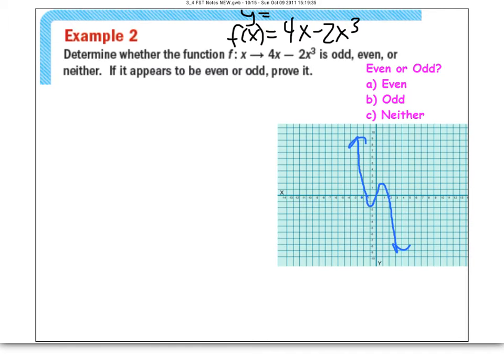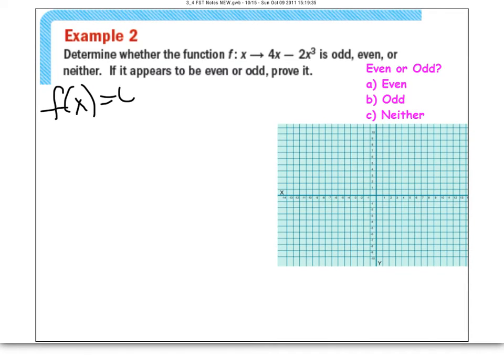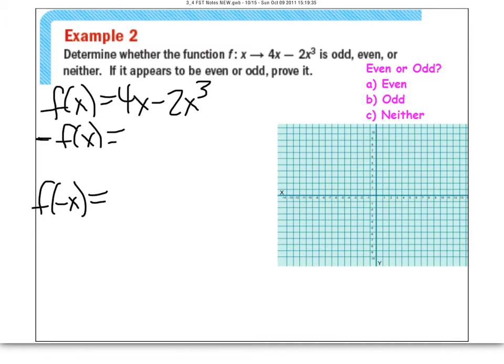So here's what the test is going to say. Again, we are given this is the function. And what we're going to do is put in a negative x. Before we do that, I'm going to go back up here and write what the opposite of f of x would look like. The opposite of f of x would mean change the sign of this and this. So this would be a negative 4x, and this would be a plus 2x cubed.